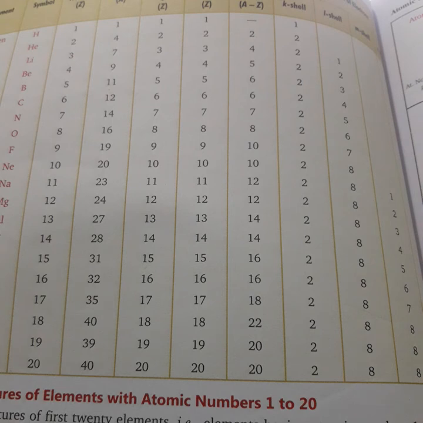Okay, it is a non-metal, but like metal, it can also lose electrons and form a cation, a positively charged ion. So what is the valency of boron? 3, as it has 3 valence electrons.